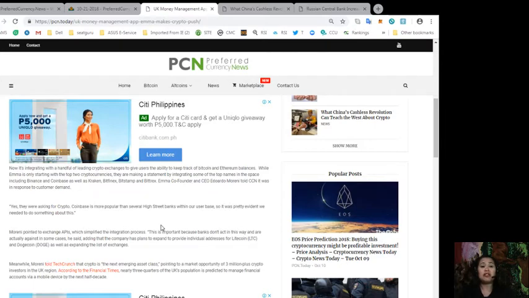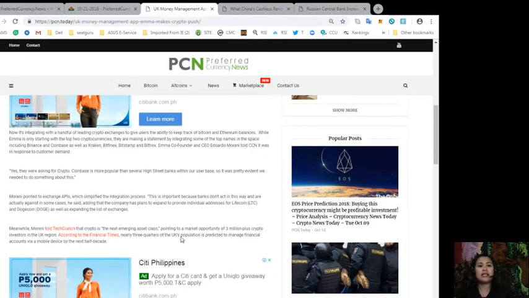Coinbase is more popular than several high street banks within our user base, so it was pretty evident we needed to do something about this." Moreni pointed to exchange APIs, which simplified the integration process. And he added, in a quote, "This is important because banks don't act in this way and are actually against it in some cases." He said, adding that the company has plans to expand to provide individual addresses for Litecoin and Dogecoin, as well as expanding the list of exchanges.